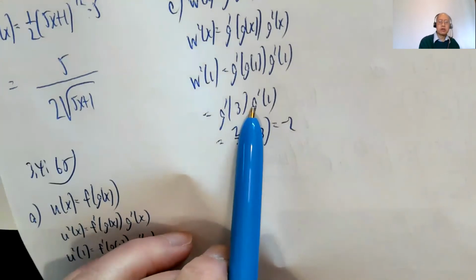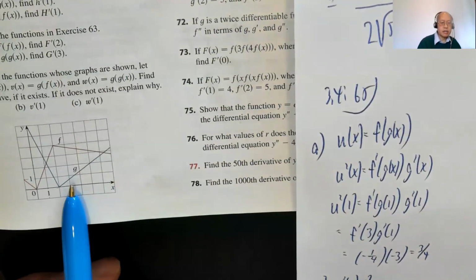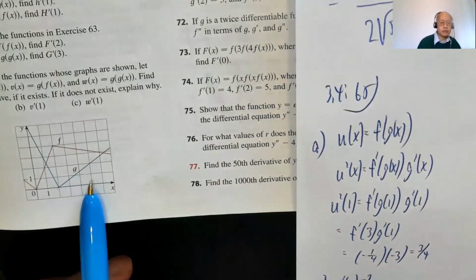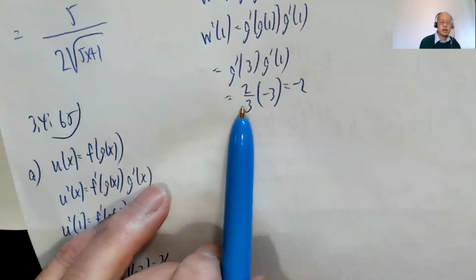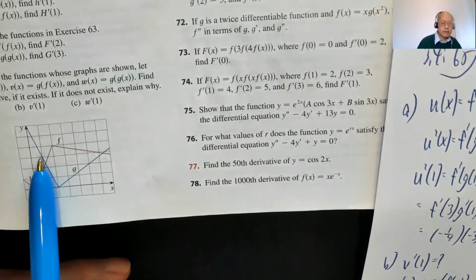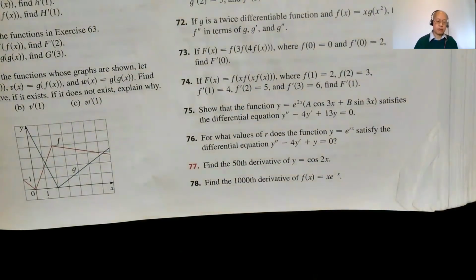Slope at 3, slope at 1 for the g graph. So the slope at 3, 1, 2, 3 is right here. Rise over the run looks like it's 2/3, over 3 and up 2. G prime of 1 is -3. Okay, when I'm right here, for the g graph, it's over 1, down 3. So 2/3 times -3 is -2 for that one.